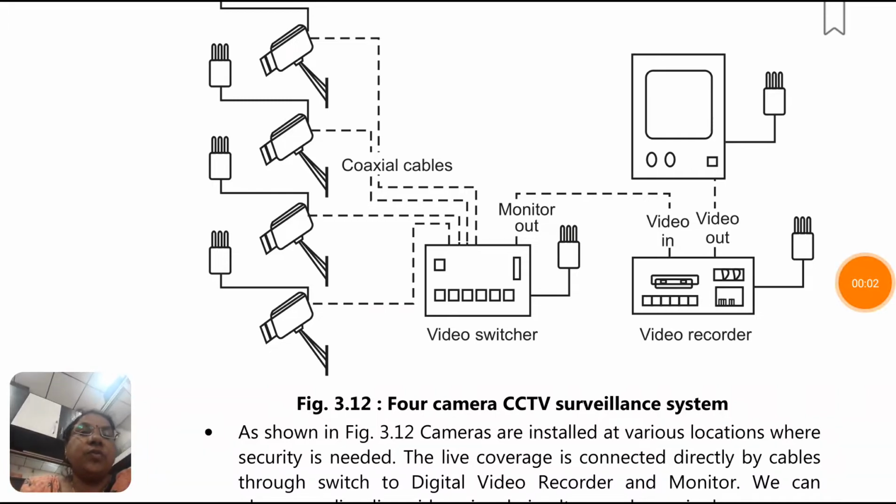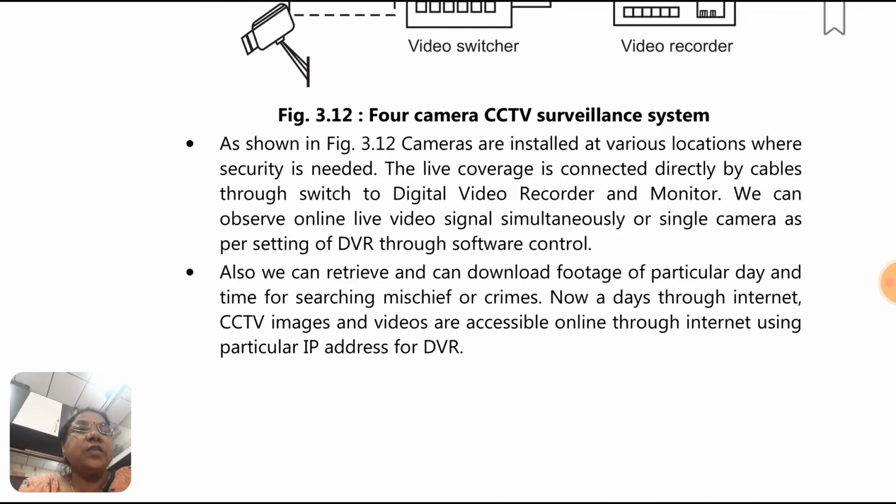Hello students, so today we are going to see about the 4 camera CCTV surveillance system. Cameras are installed at various locations where security is needed. The live coverage is connected directly by cables through a switch to a digital video recorder and monitor. We can observe the live video signal simultaneously or of a single camera, as per setting on the DVR through software control.